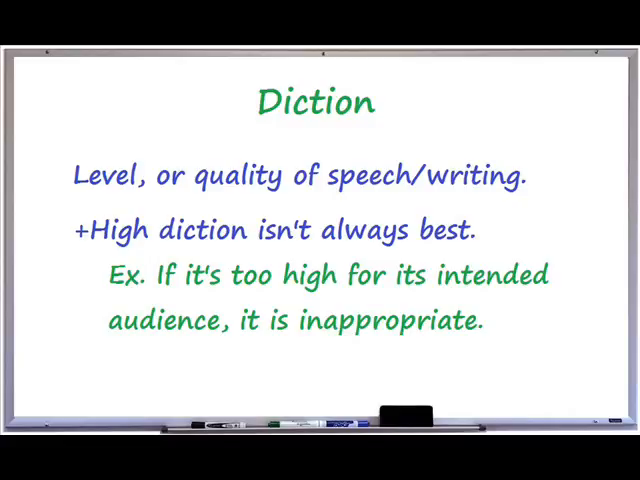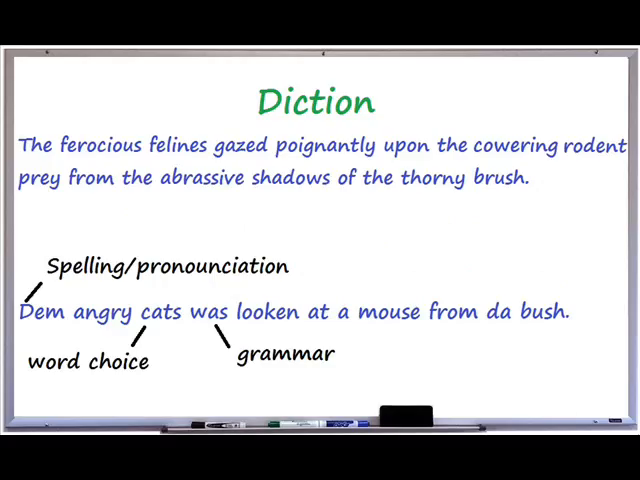Consider these two sentences that say the same thing but communicate them very differently. The first exemplifies high diction, and the latter demonstrates low-level diction. The ferocious felines gazed poignantly upon the cowering rodent prey from the abrasive shadows of the thorny brush. Them cats was looking at a mouse from the bush.